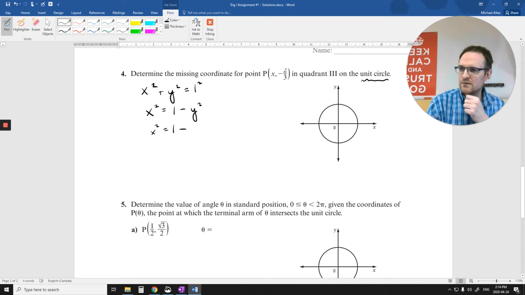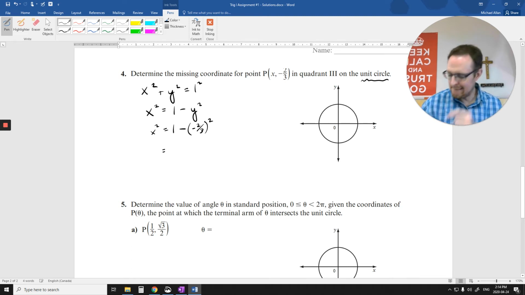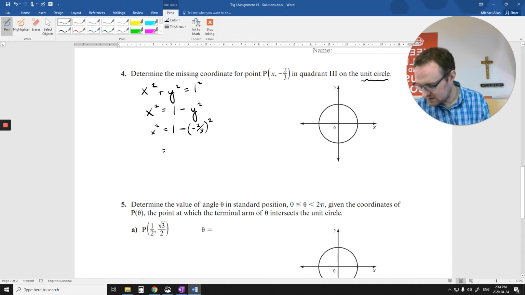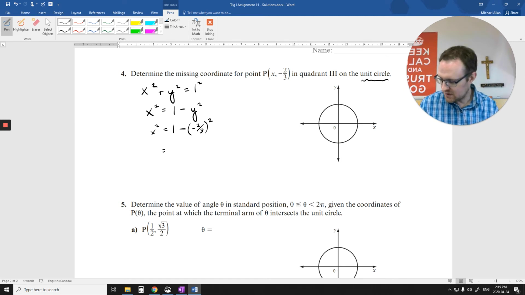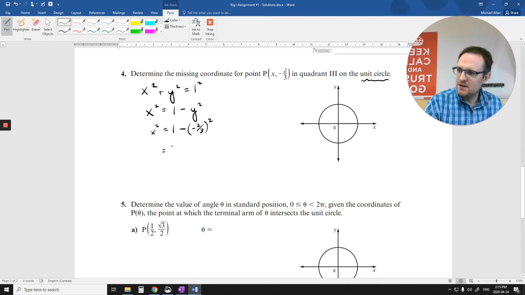I'm going to leave the x squared there for now. I'm going to put in the y coordinate. I don't know why I have this little picture. You can draw it if you want to. All right, and I'm going to do 1 minus 2 over 3 squared. Can I go math and turn here? Yeah, I can. Okay, so this ends up being 5 over 9. Let's leave this as exact answers as possible, so I'll take the square root of 5 over 9.